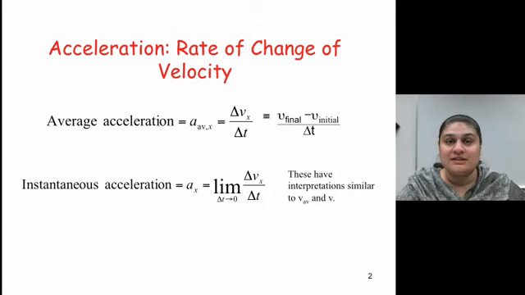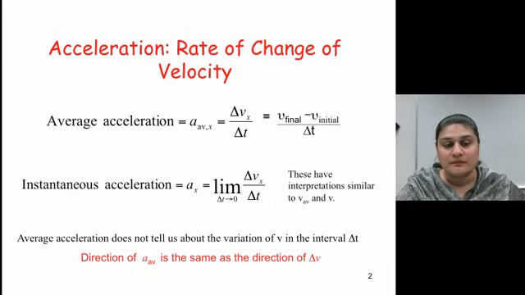Instantaneous acceleration is an acceleration at any instant, and this is given by delta v over delta t in the limit when delta t becomes very, very small. Average acceleration does not tell us about the variation of v in the interval delta t. The direction of average acceleration is the same as that of the velocity vectors that it belongs to. So note, since velocity is a vector, acceleration is also a vector.